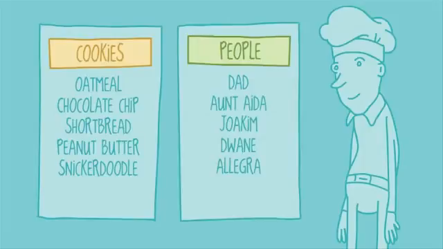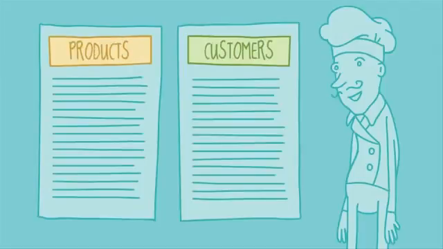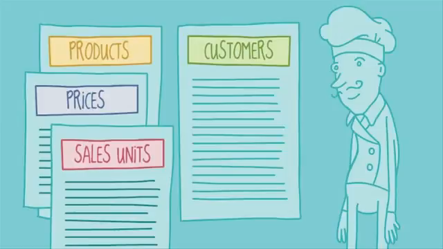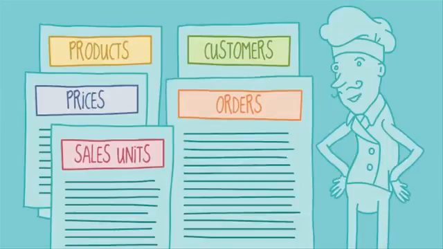Let's take a look. Say you're a hard-working amateur baker. You might decide to keep a database of all the cookies you know how to make and the people you make them for, your friends and family. A simple database because it only contains 2 lists. If you were a professional baker, your database would contain more. You'd have products and customers, and other things to keep track of like prices, sales units, and a list of orders. Does Access actually keep these things in a big long list?